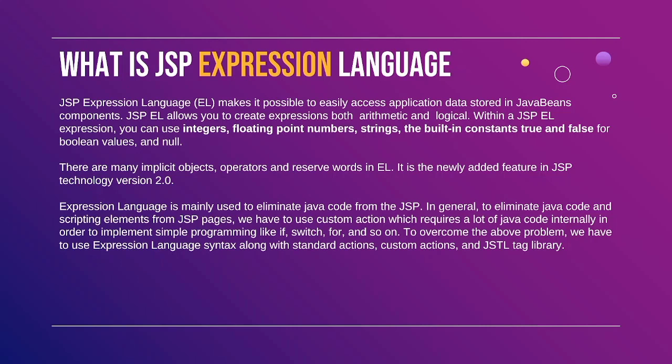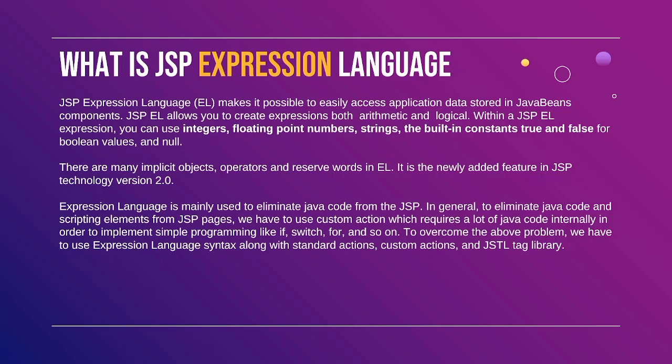Expression language is mainly used to eliminate Java code from the JSP. In general, to eliminate Java code and scripting elements from JSP pages, we have to use custom actions, which require a lot of Java code internally in order to implement simple programming like if, switch, for, and so on. To overcome these problems, we have to use expression language syntax along with standard actions, custom actions, and JSTL tag libraries.